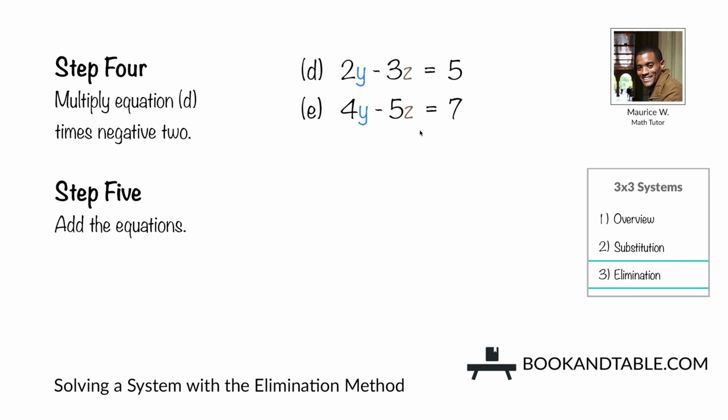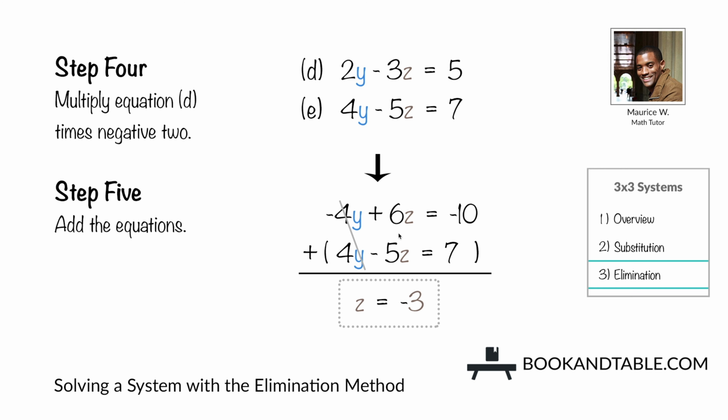So step 4, we want to multiply equation D times negative 2. When we do so, this will give us negative 4y, which will cancel out positive 4y. And we also get negative 2 times negative 3z, which is positive 6z. And negative 2 times 5 will give us negative 10. So now step 5, add the equations. Negative 4y and positive 4y cancel each other out. 6z minus 5z is positive z. Negative 10 plus 7 is negative 3. So we get z is equal to negative 3.